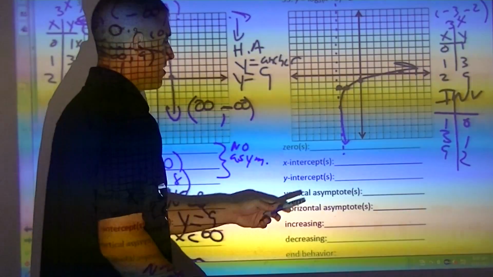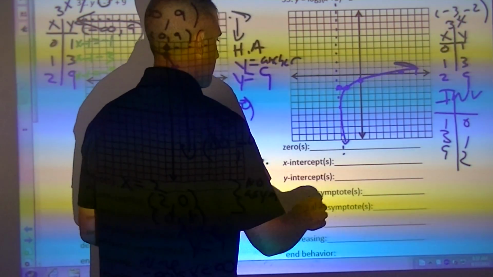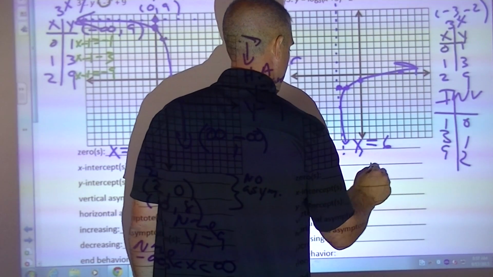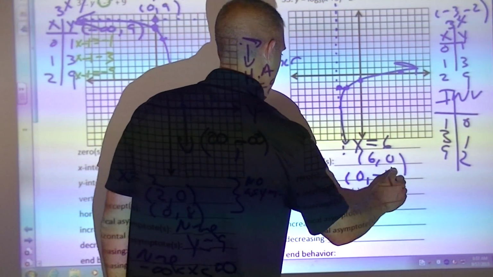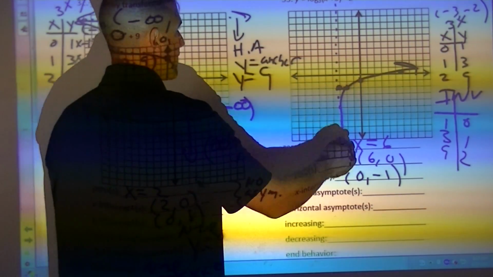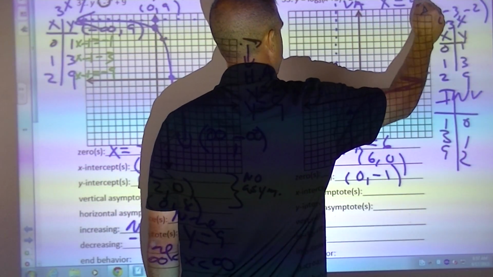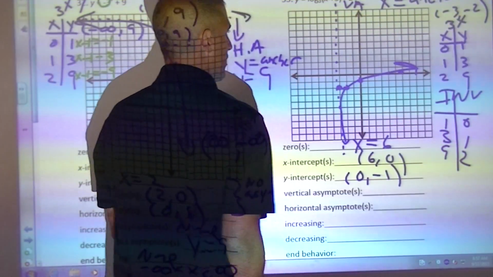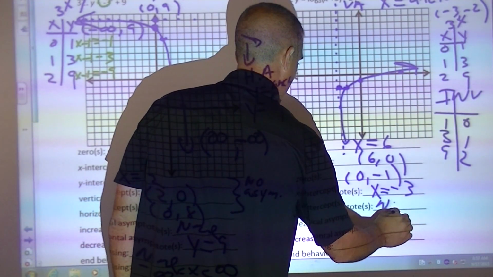My zero: 1, 2, 3, 4, 5, 6. It's going to be x equals 6, so 6 comma 0. My y-intercept is 0, negative 1. I've got a vertical asymptote. When you have a vertical asymptote, it's going to be x equals the anchor point. My anchor point here was negative 3, so this is going to be x equals negative 3. The horizontal asymptote is going to be none.